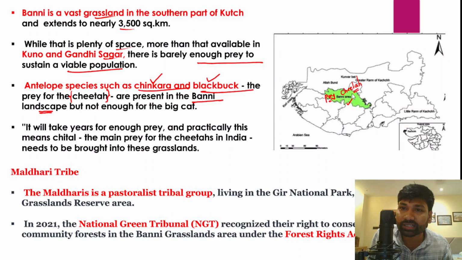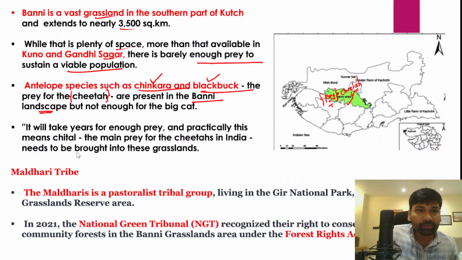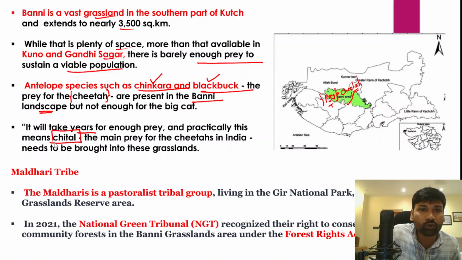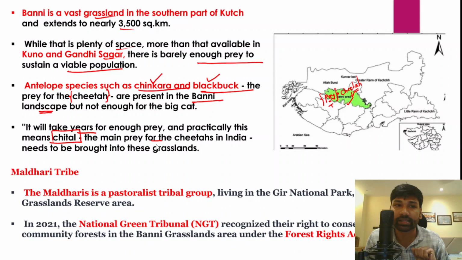And apart from that, once cheetahs are introduced, that would also make the prey more and more balanced. It will take years to have enough prey in these Banni grasslands. Particularly, cheetal is one of the main prey for the cheetahs in India. So cheetal has to be brought from other habitats and introduced in these Banni grasslands. So even if we introduce cheetahs into these Banni grasslands in Gujarat, they would have adequate prey.